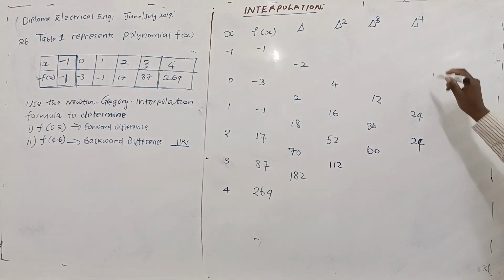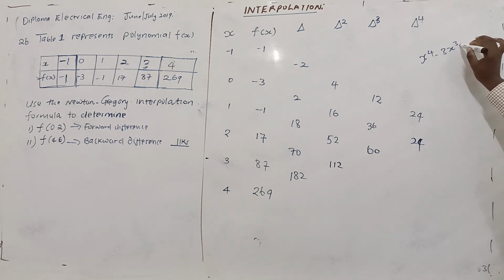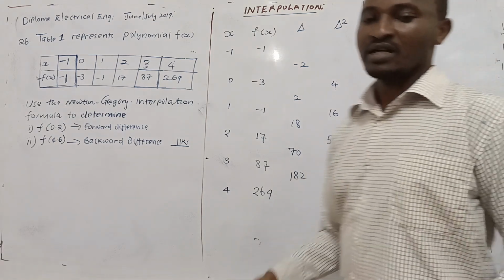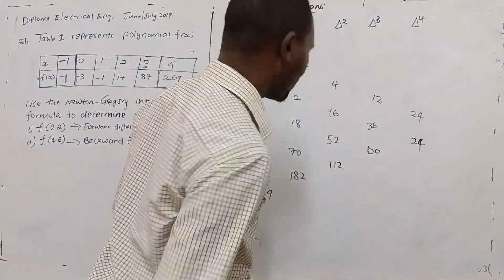The function is of degree 4. Say something like x to the power 4 minus 3x cubed minus 2x squared. It doesn't have to have all the terms, minus 2 or maybe minus 5. If the difference goes as far as the 4th difference, then the degree of the polynomial will be degree 4.